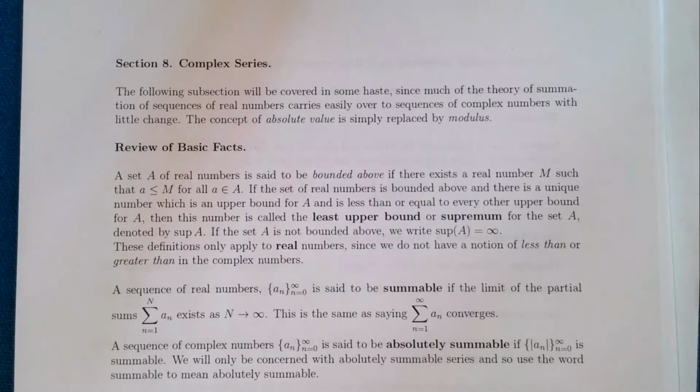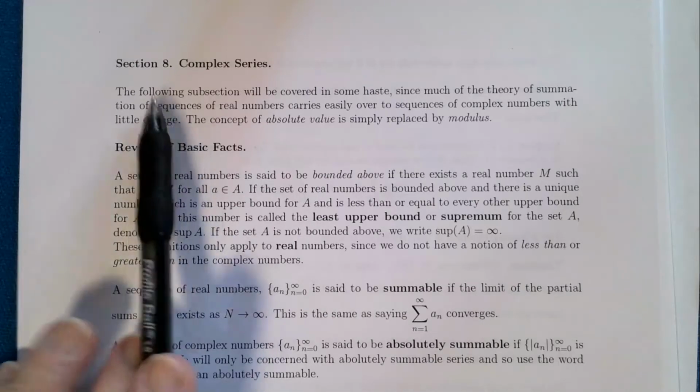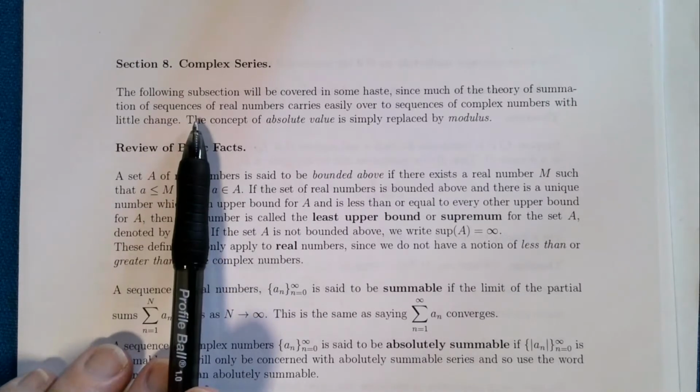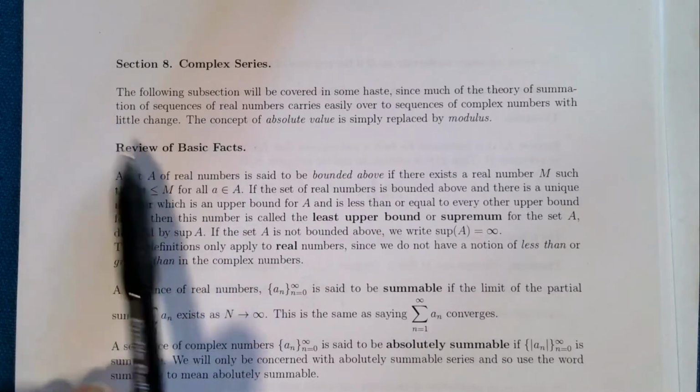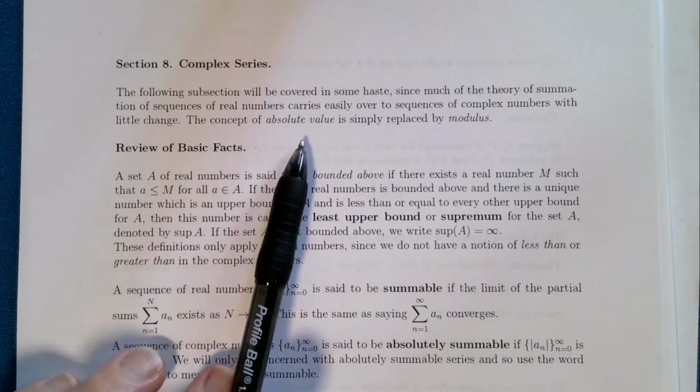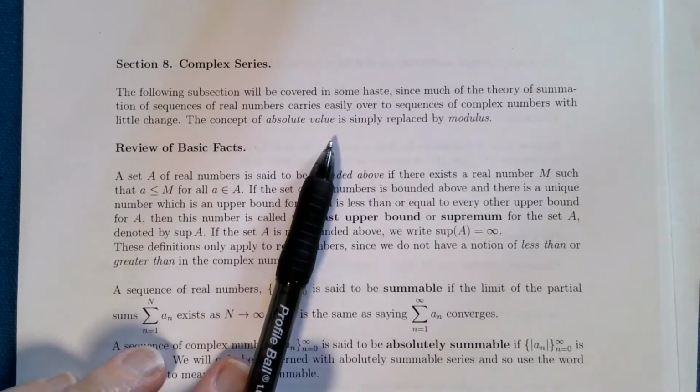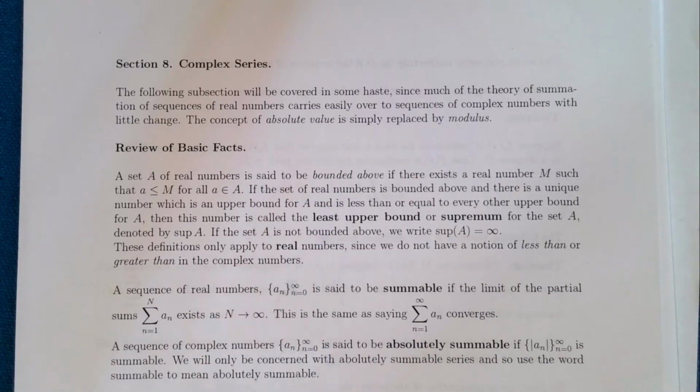Very short section here just on complex series, just to introduce these before we start looking at Taylor and Laurent series. So I'm going to cover this in some haste, since much of the theory of summation of sequences of real numbers carries easily over to sequences of complex numbers with little change. The absolute value, of course, just gets replaced by modulus. So just a review of the basic facts.